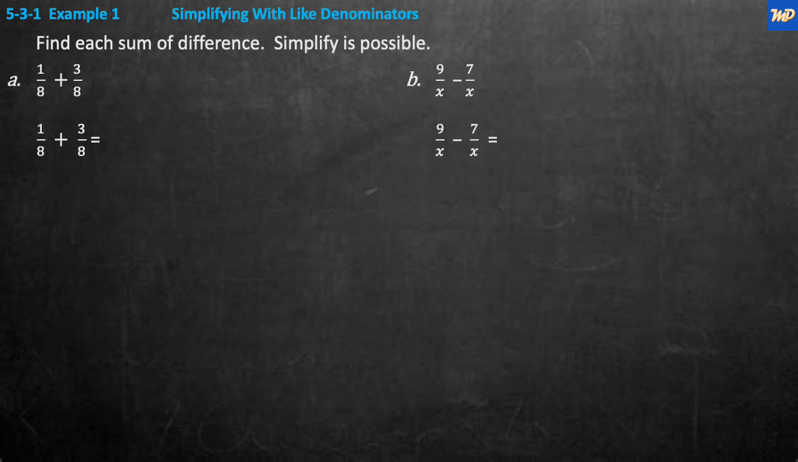Okay, good. Example 1, simplifying with like denominators. So these are like denominators. It's going to be the first example. These should be pretty straightforward. So it says, find each sum or difference. Sorry, it says of difference, but it should say or difference. Simplify if possible. So the question says 1/8 plus 3/8 is equal to what? Well, 1/8 plus 3/8 is equal to 1 plus 3 over 8, which is equal to 4/8.